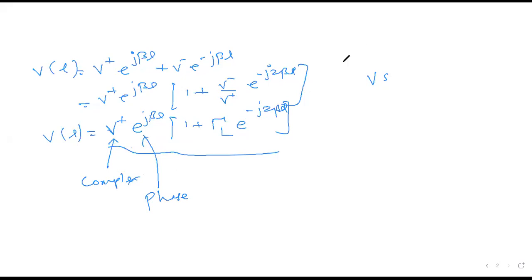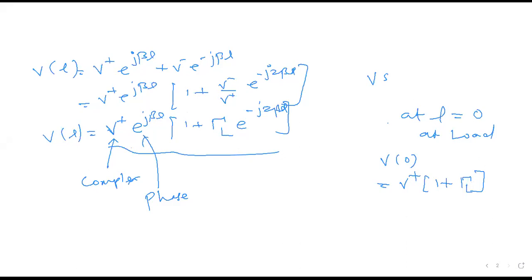Someone has replied that at 0, it will be minimum. No, no. At 0, when we say L equals 0, that means we are at the load, right? So at load, what will V of 0 be? V plus e raised to j beta L, L is 0, so e raised to 0 is 1. It will be V plus into 1 plus gamma L.